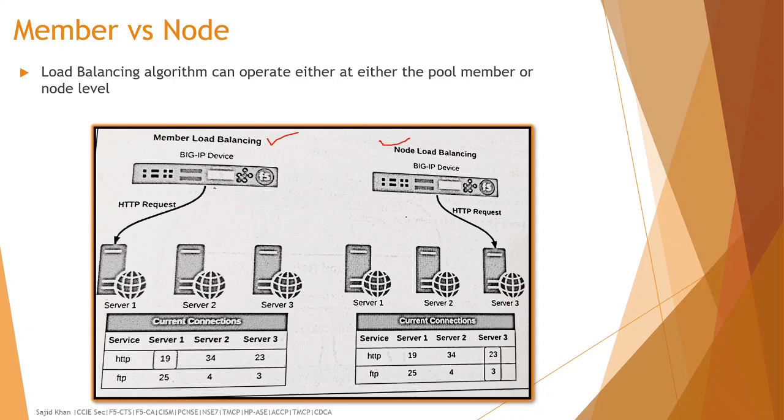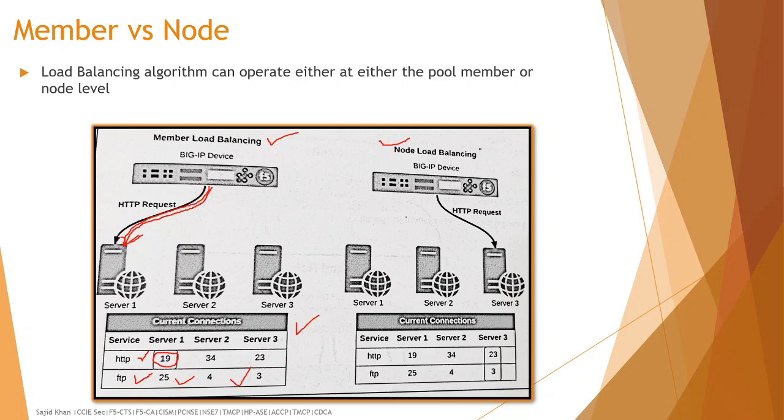In this diagram you can see that the request is going to server 1. The reason why it is going towards server 1 is, you can see in the current connection table, the least connection of HTTP request is on server 1. Server 2 and server 3 have higher requests than server 1. So the BIG-IP will forward the request to server 1. It is not considering the other FTP request.